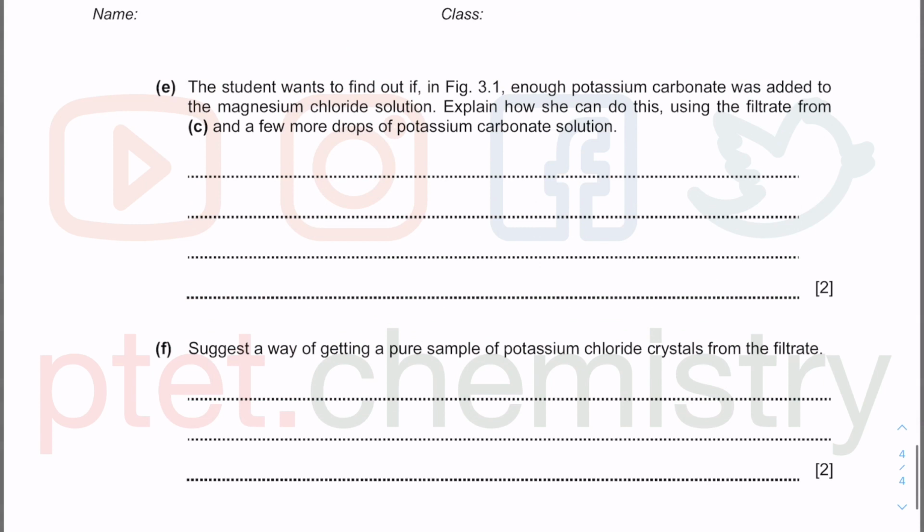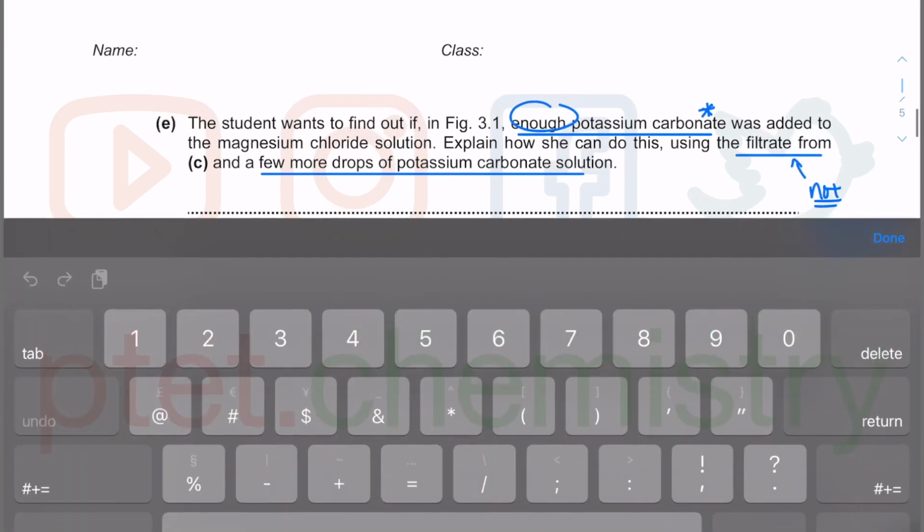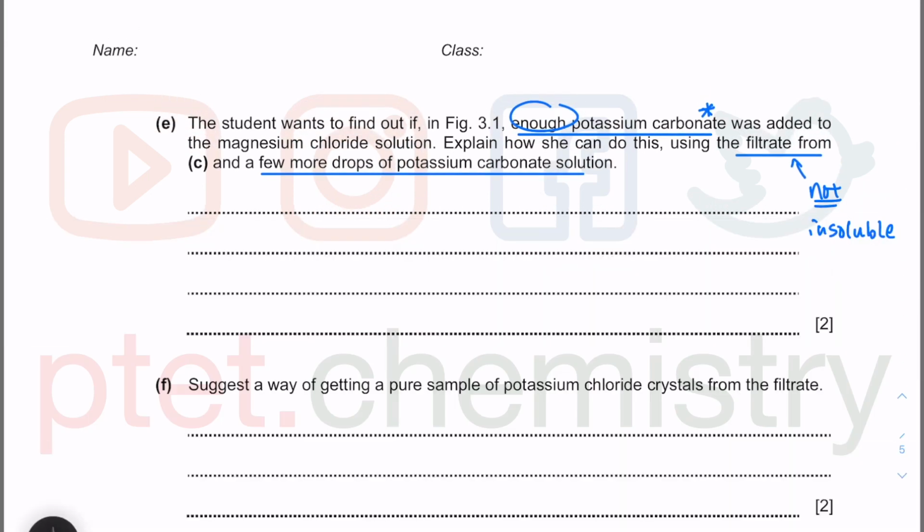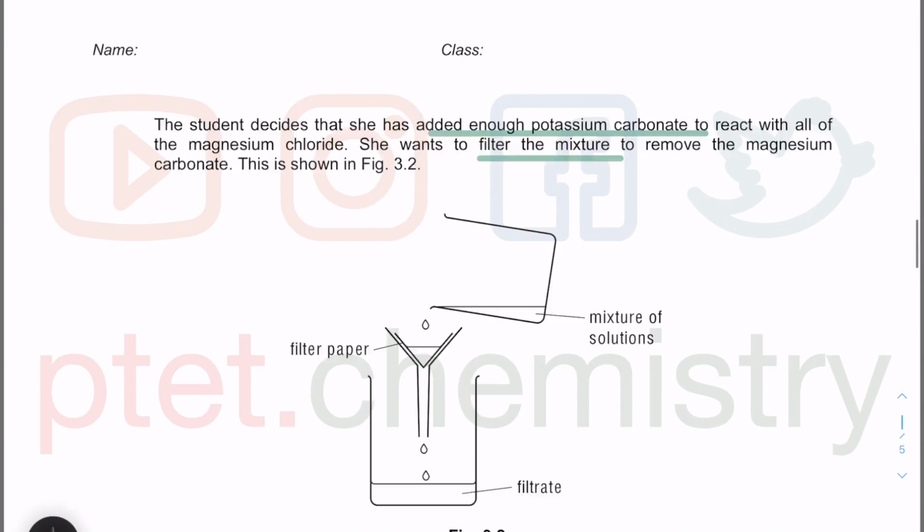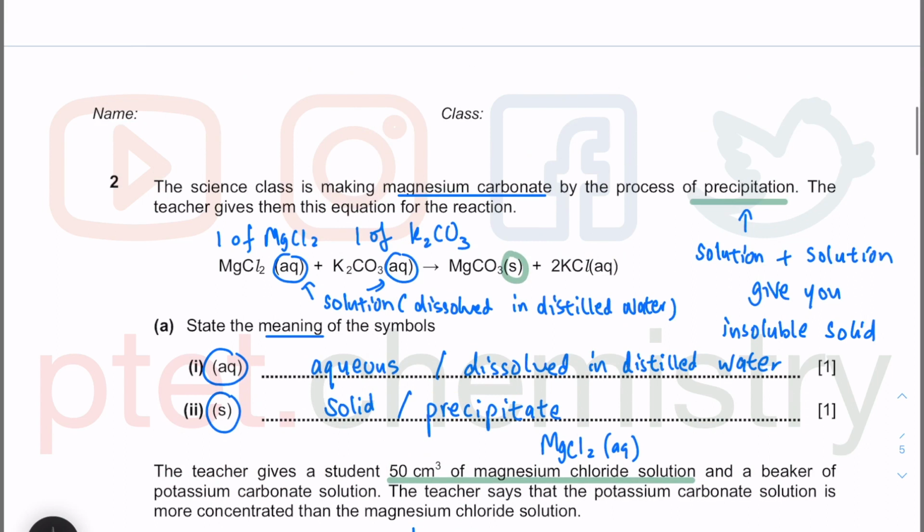In part E, this student wants to find out if enough potassium carbonate was added. Have you added enough or not? How can you do this using the filtrate and a few drops of the potassium carbonate solution? What does your filtrate contain? Your filtrate is not the insoluble magnesium carbonate solid. If you look back at the equations, let me just copy paste the equation from earlier.